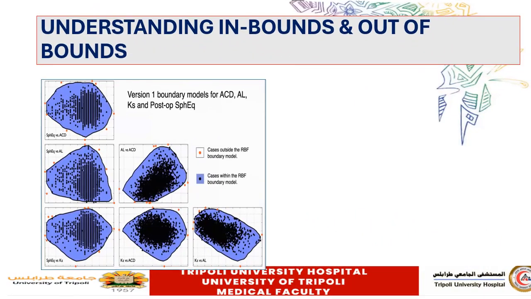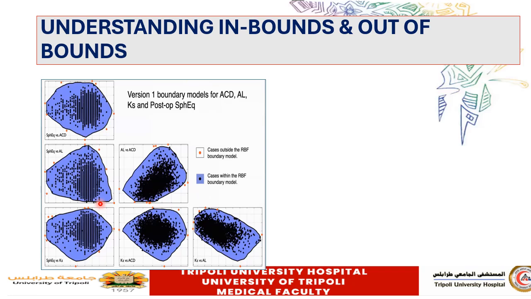In this slide, I will explain the meaning of in-bound calculations and out-of-bound calculations, what's known as the boundary of the calculation. Now, the algorithm of the formula combines different variables. For example, this is the sphere equivalent against the AC depth, or the axial length against the AC depth, or the keratometry against the AC depth, and so on. So with these two variables, when the data are fed into the system, it organizes each two variables and makes a boundary for each variable based on the amount and the size of the data fed to the system.